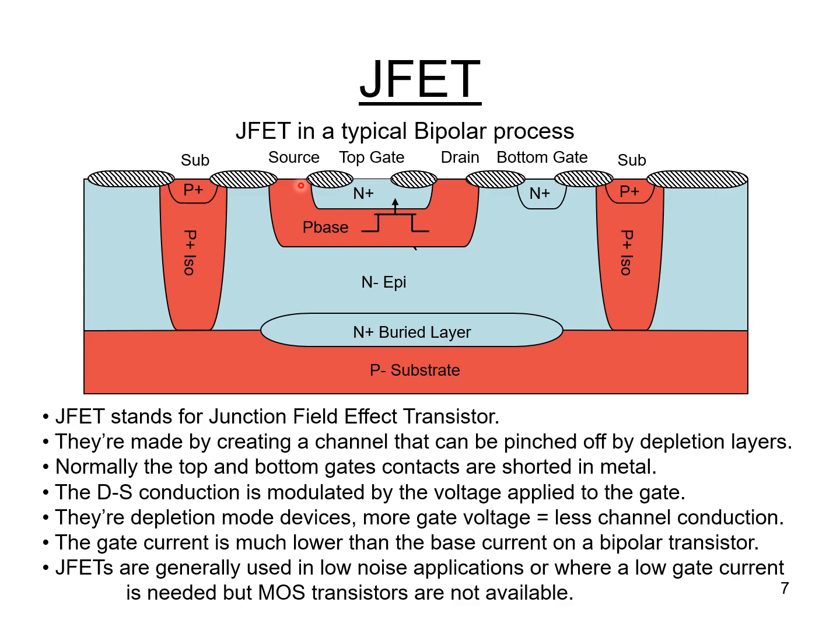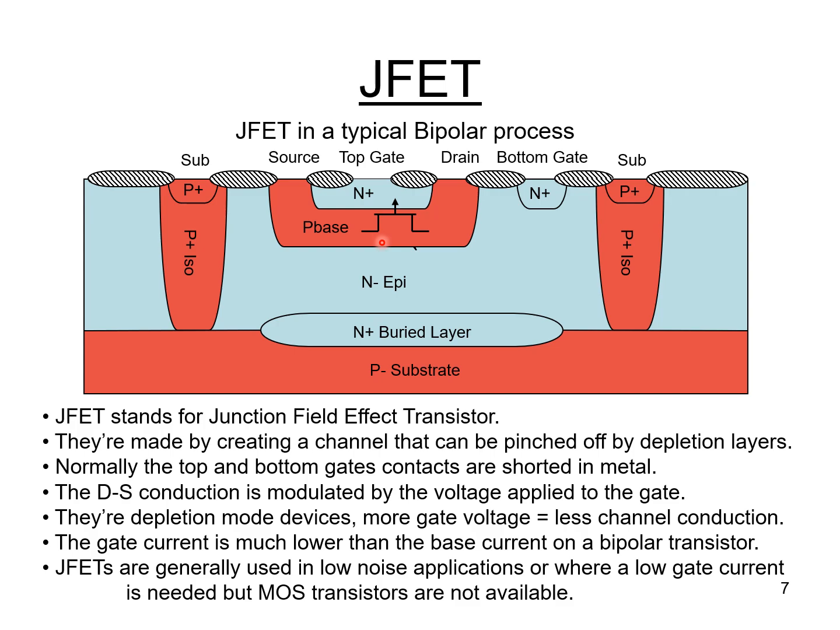The actual gate current that you see here is much lower than the base current on a bipolar transistor. The gate current here is basically just the reverse bias leakage current of the diode, the channel to N+ or the channel to N-epi diodes. There's two diodes, one at the top of the channel and one at the bottom of the channel. And those leakage currents would sum together to give you a total gate current, but it's going to be much smaller than a bipolar, where you're actually providing the base current to some bipolar transistor.